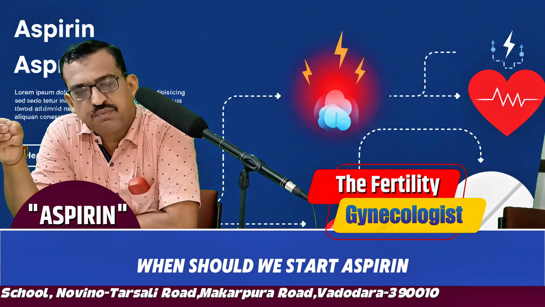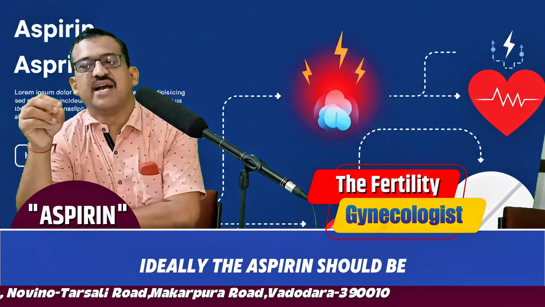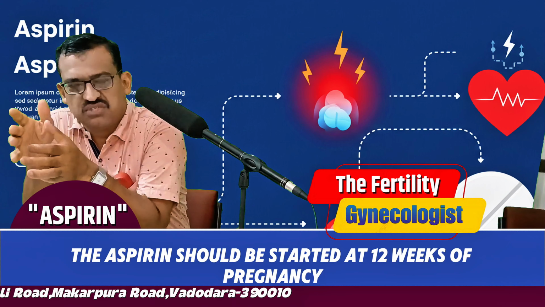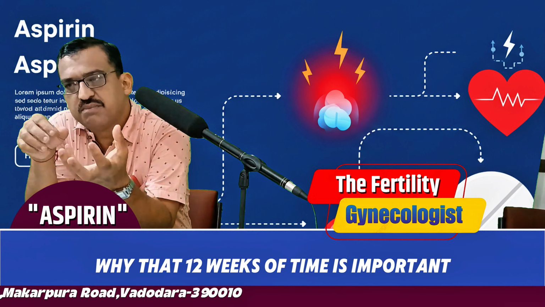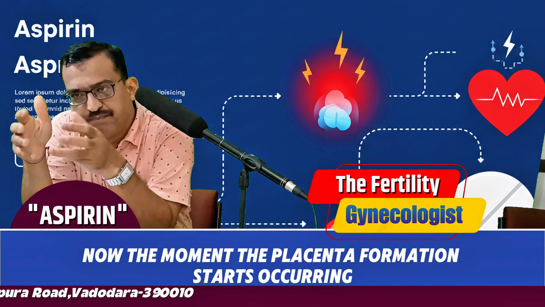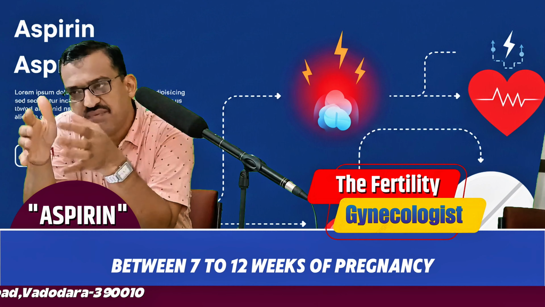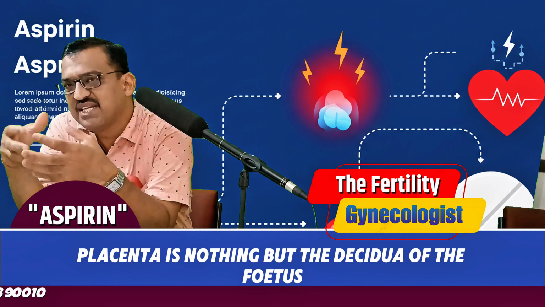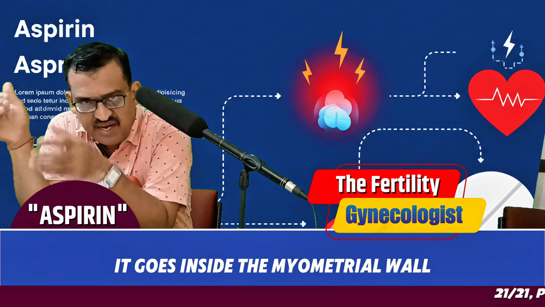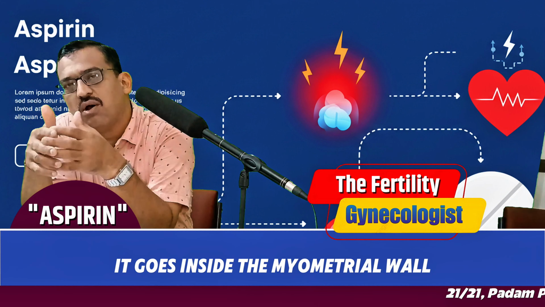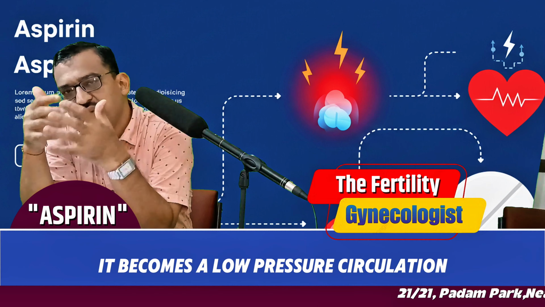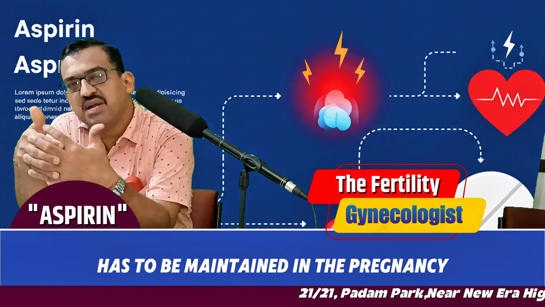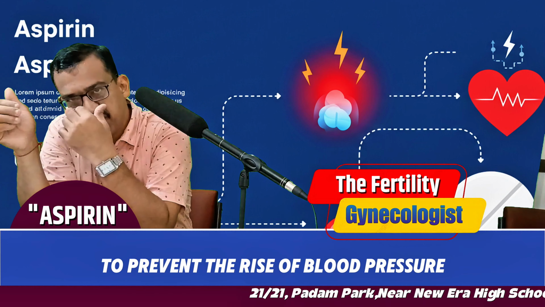When should we start aspirin? In an ideal world, the aspirin should be started at 12 weeks of pregnancy. Why is that 12 weeks of time important? Placenta formation occurs between 7 to 12 weeks of pregnancy. Placenta is nothing but the decidua of the fetus. It goes inside the myometrial wall, and from a high pressure circulation, it becomes a low pressure circulation. That low pressure circulation has to be maintained in the pregnancy to prevent the rise of blood pressure.